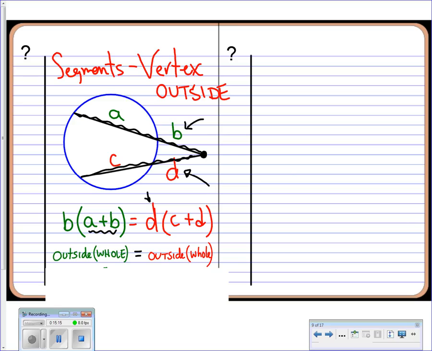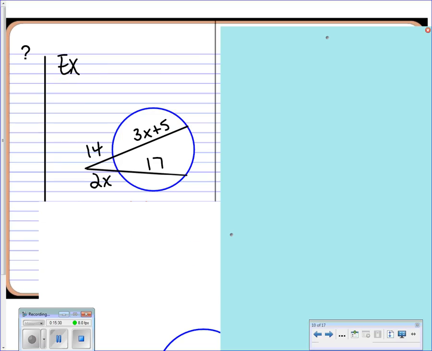The outside piece times the whole piece is equal to the outside times the whole piece. Okay, it's the same thing. So once you have it memorized for one side, the other side is just a duplicate, doing it with another segment. All right, so let's go ahead and look at a problem like this and see how we'd set it up.